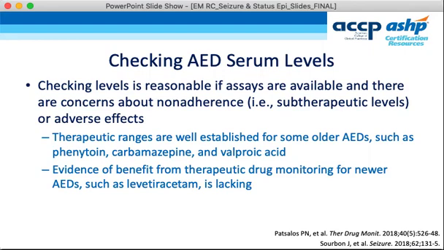We do have therapeutic ranges for our older agents, such as phenytoin, carbamazepine, and valproic acid. But the evidence from our newer agents and whether they actually benefit or not is lacking. One example would be with levetiracetam.